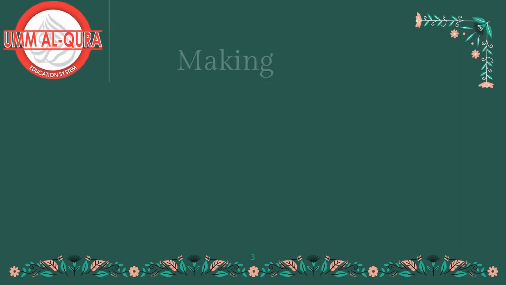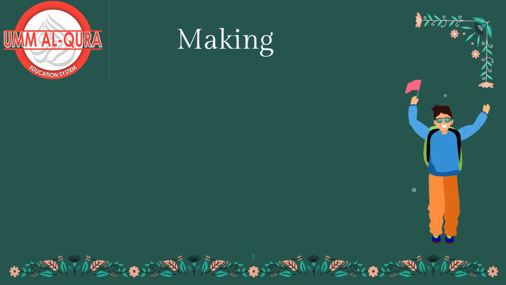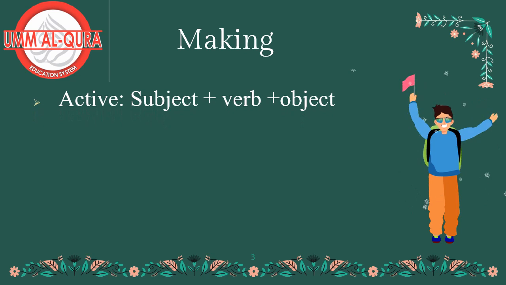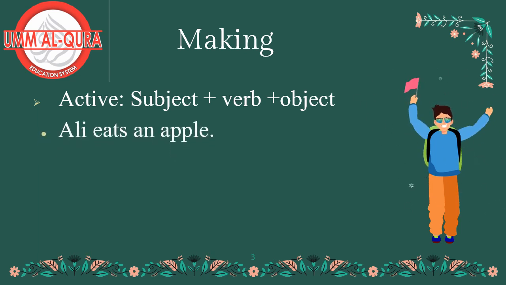So, making of present indefinite active voice and passive voice. First, we will discuss the active form. Active: subject plus verb plus object. Subject, the one who is doing an action, or doer. Verb, action words. Object, on which we are doing our work. Ali eats an apple. Ali, subject; eats, verb; object, apple.